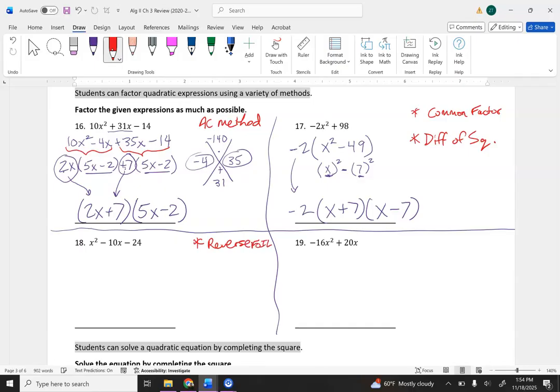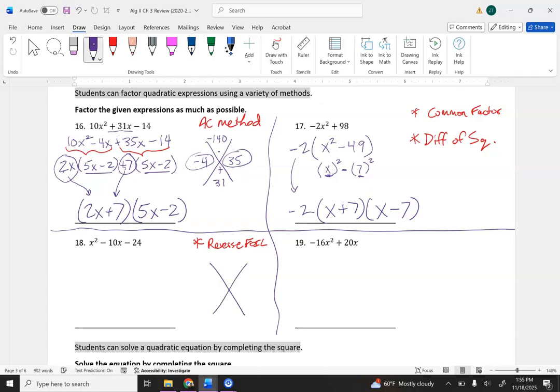It won't always work, but because this is in the factoring section, there is a high probability that reverse FOIL will actually work. If this was in the solving section, maybe we'd have to use the quadratic formula, but let's try it out. So this is basically the x factors game.